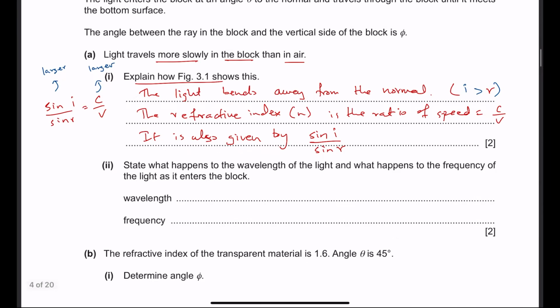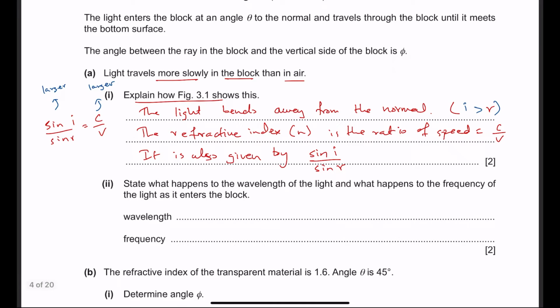Alright, moving on to part 2, which says describe or state what happens to wavelength and frequency. First of all, you should remember one thing: frequency depends on the source. Now you're not changing anything about the source. In this question, there is no mention of changing anything about where the light is coming from. So if the source has not changed, the answer for frequency is that it remains the same. Frequency will not change. That is the answer.